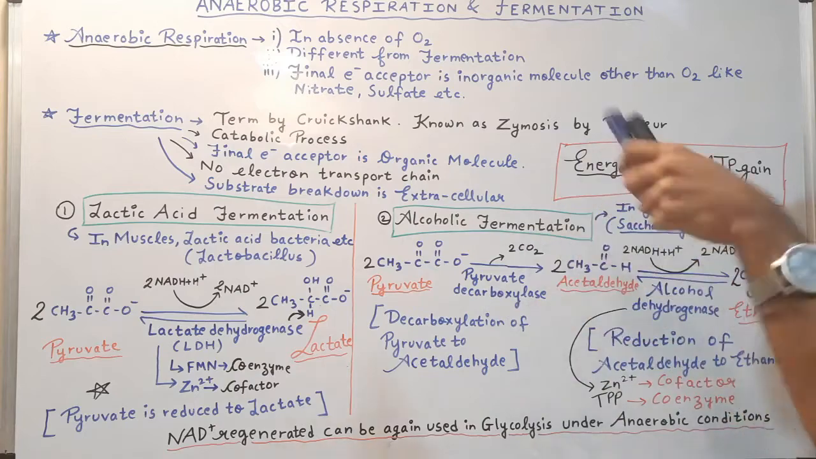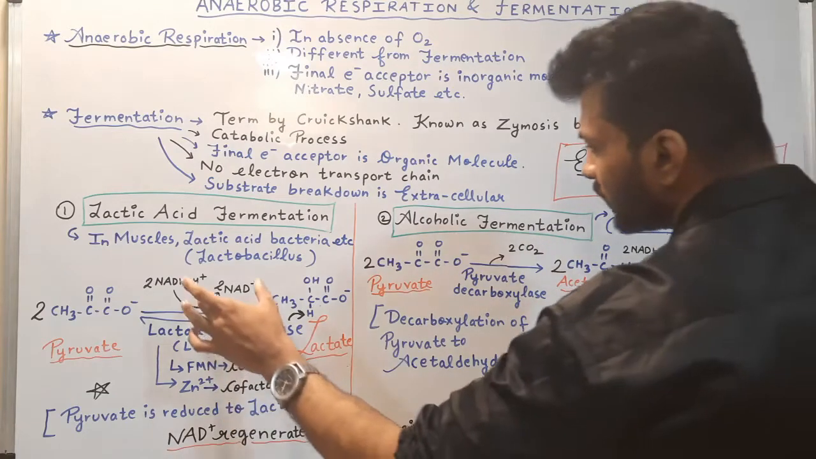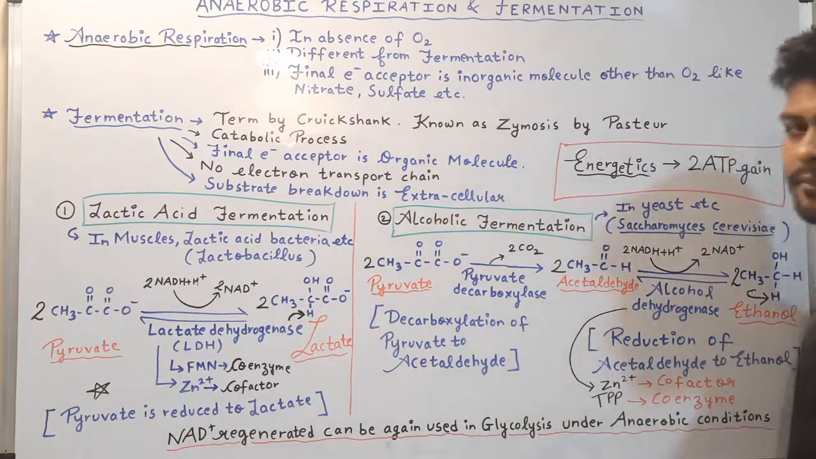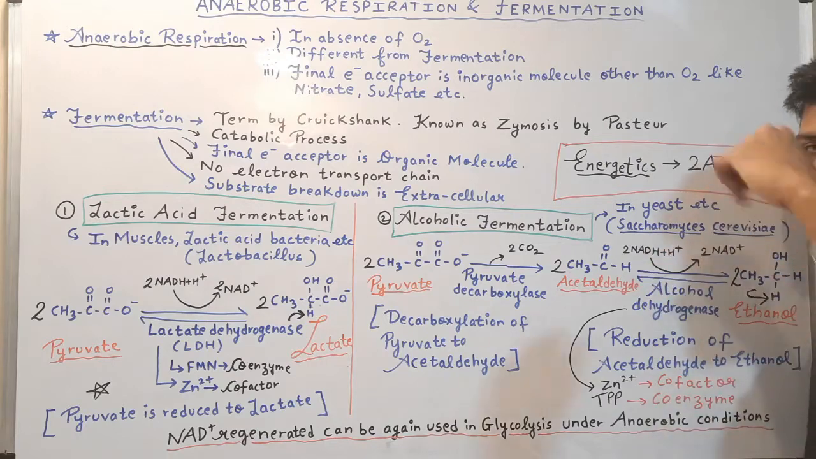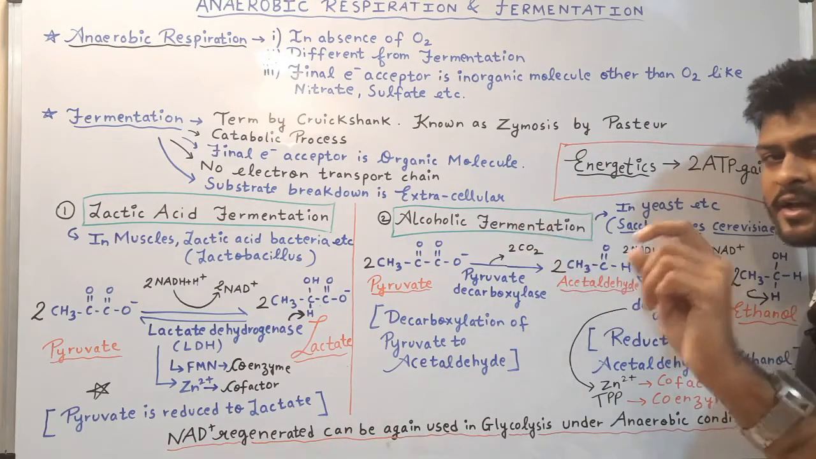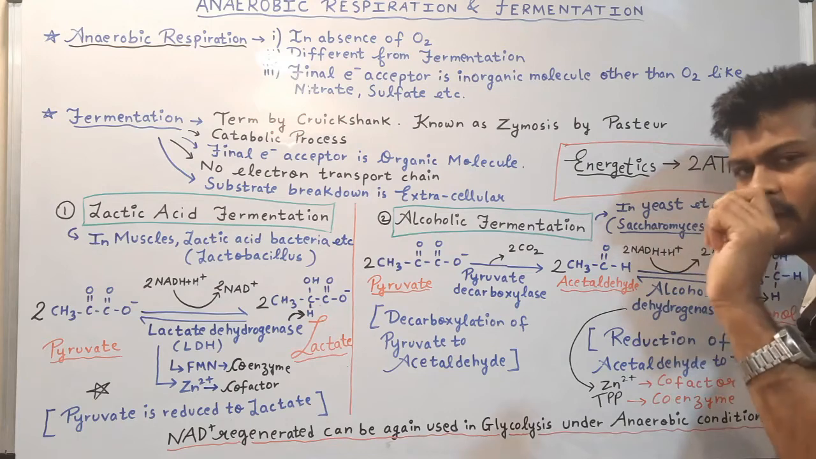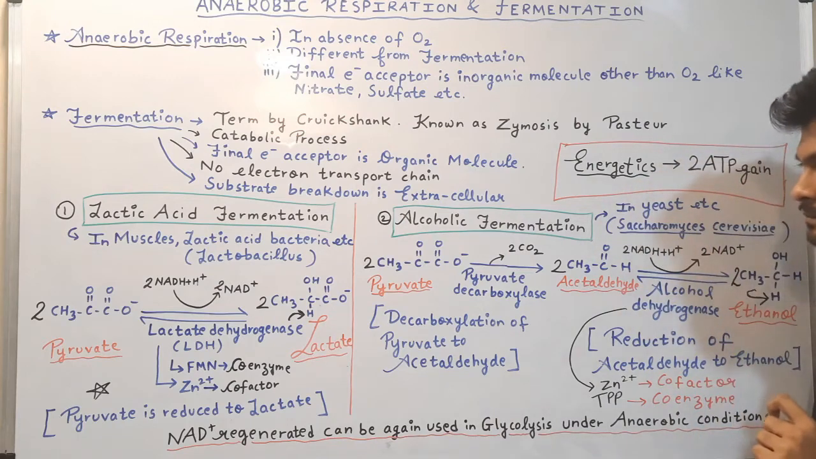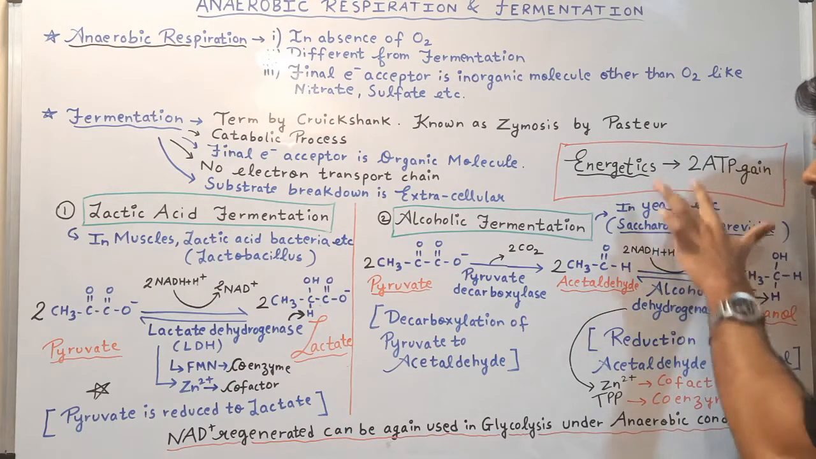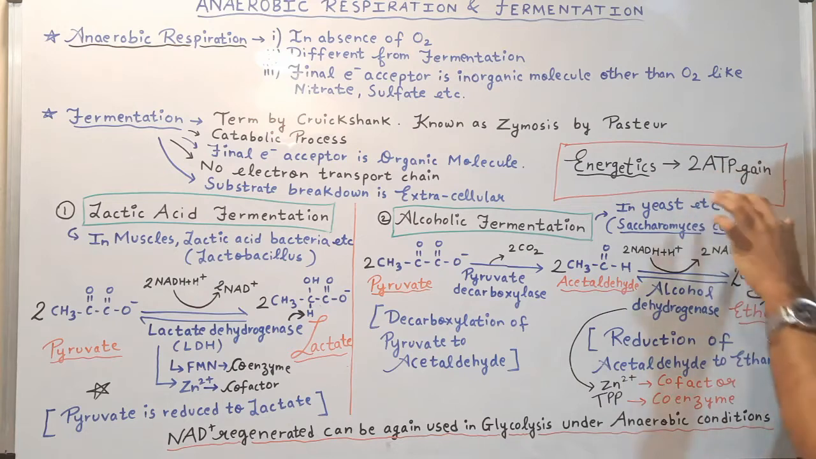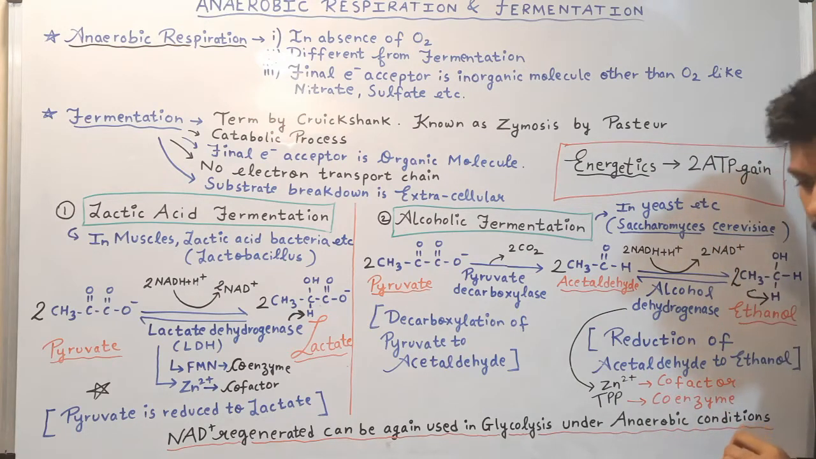So to carry out glycolysis, we need to regenerate the NAD plus molecules so that glycolysis can continue, so that the NADH plus H plus molecule can form in glycolysis, okay. Now let us understand the energetics, from where the 2 ATPs are coming from, okay.